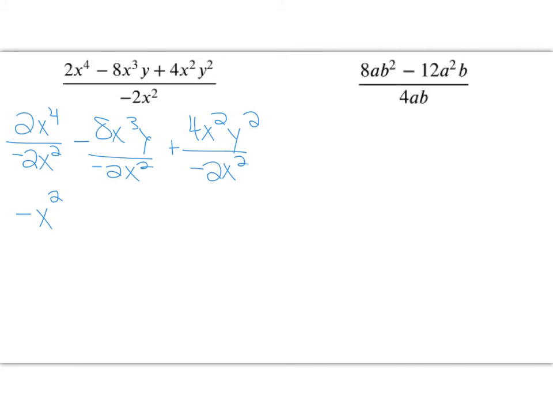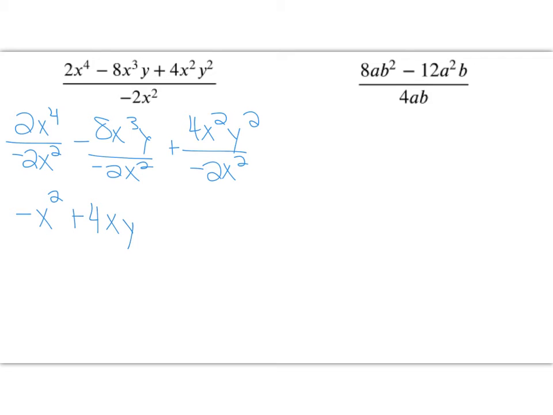All right, the next term, notice that I have a negative divided by a negative. So the negative divided by a negative is going to become plus 8 divided by 2 is 4. X cubed divided by x squared is going to be x to the 1st power, right? 3 minus 2 is 1. And then that y doesn't have anything that cancels with it or that divides into it. So it's just going to stay the same.